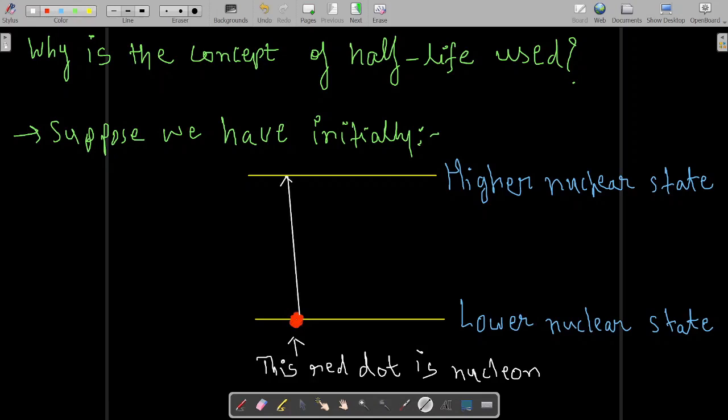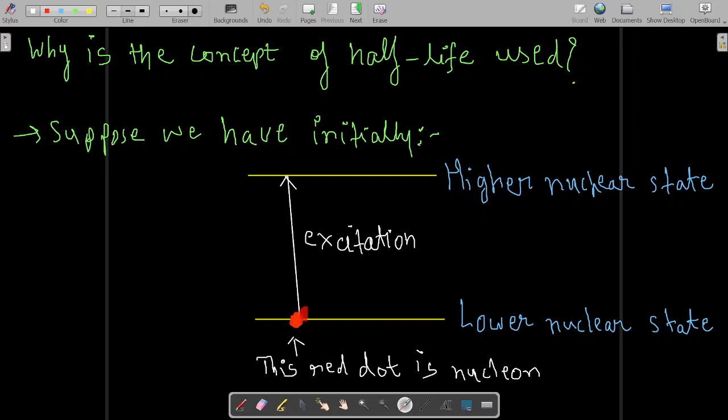The red dot is a nucleon, so it jumps. After it jumps to the higher nuclear state from the lower nuclear state, this state will be called the excited state. When the nucleon reaches over here, this process is called the excitation process, and the nucleon will be excited.